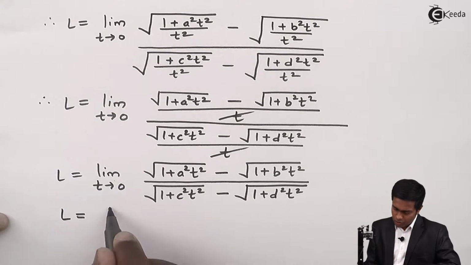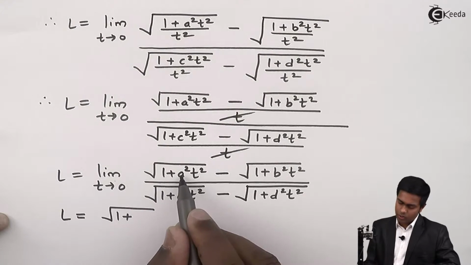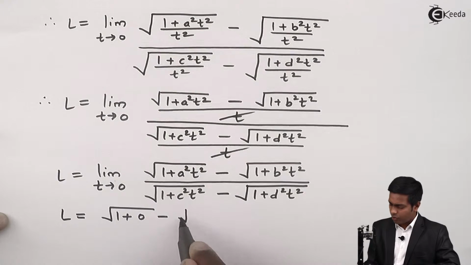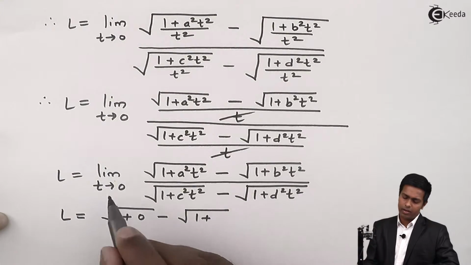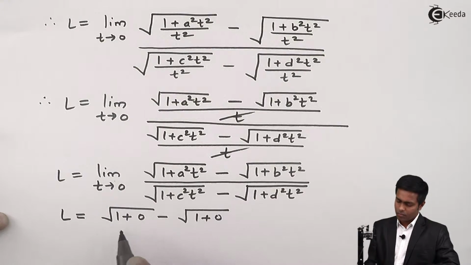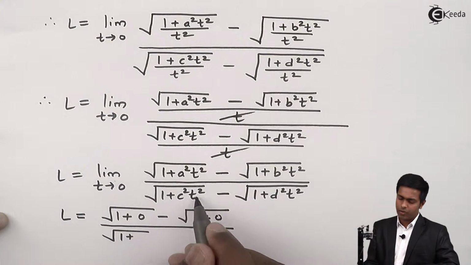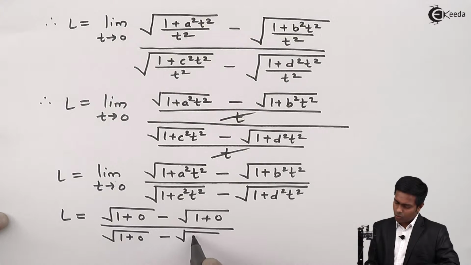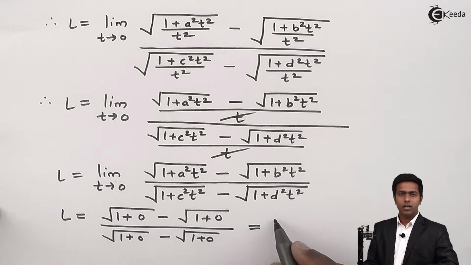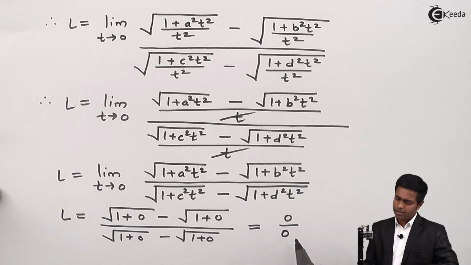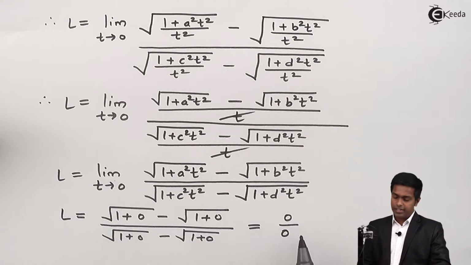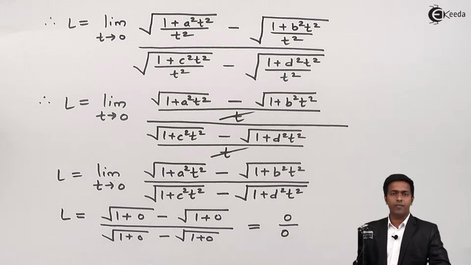So this will become square root of 1 plus a square plus 0 square, that is 0, minus square root of 1 plus b square, and this t square is 0, so 0, upon square root of 1 plus this t square is 0, so c square into 0 is 0, and minus square root of 1 plus 0. So we will observe here that we are getting 0 by 0. Now when we get 0 by 0, we call it an indeterminate form, and whenever we have an indeterminate form, we say the direct method fails, and hence we look for some other method.